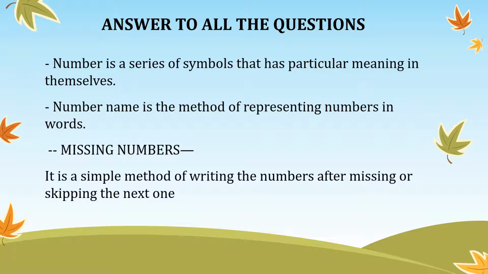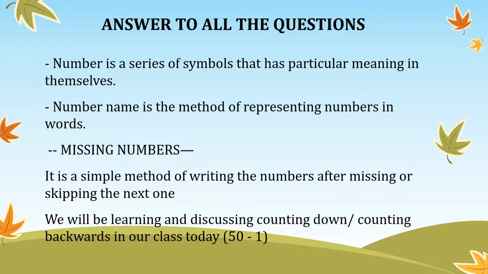Like if you are walking on a tile, aapke ghar mein floor tiles hoti hain, if you are walking on a tile and you want to miss one, so you will step on the first one. Then if you want to miss the second one, you can directly step or jump onto the third one. So this is skipping one tile. So that is how we skip one number also. So this is the skipping or missing numbers method. We can find one or we can miss one. Hum use dhoond bhi sakte aur hum use miss bhi kar sakte hain.